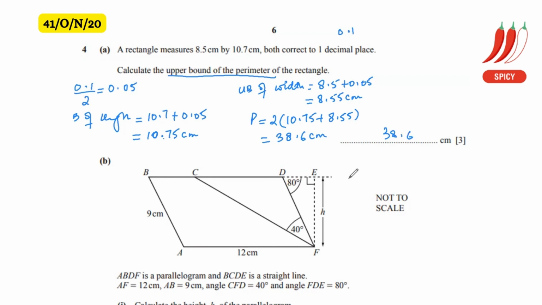Let's say they were asking for the lower bound of the perimeter for the rectangle. Then you would subtract 0.05 from 10.7 and 8.5 and then calculate the perimeter. If they were asking you to find the area, you would once again find the upper bounds and then multiply those, depending on what they were asking for.